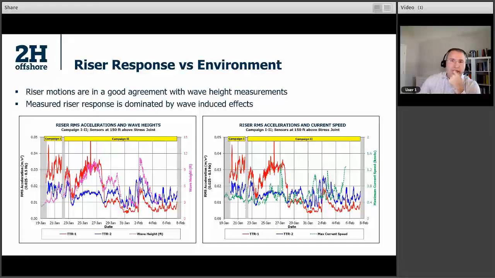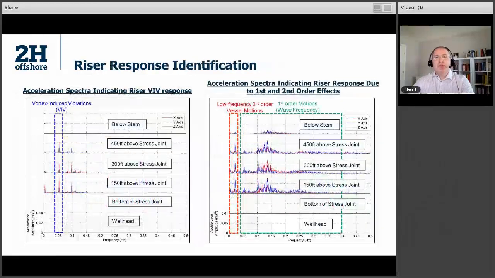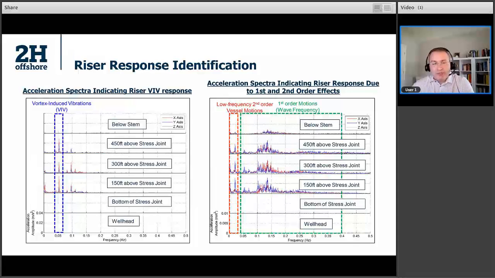So here you see a couple of examples for spectral response. We use these spectral results to identify the riser response. Is it mostly dominated by the wave motions or VIV, vortex-induced vibrations?